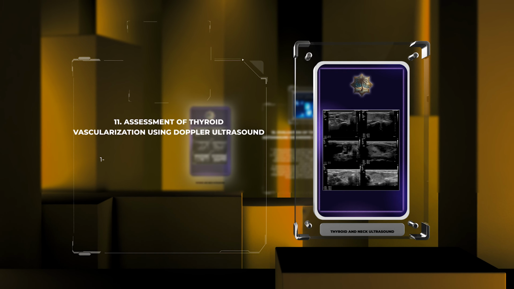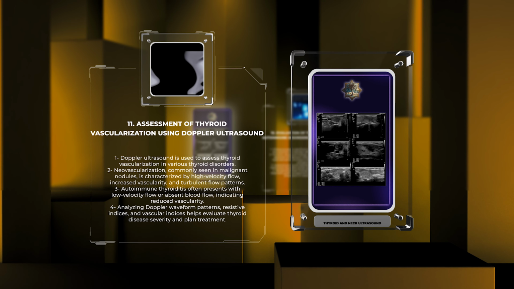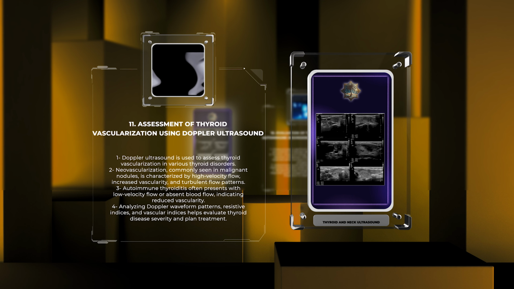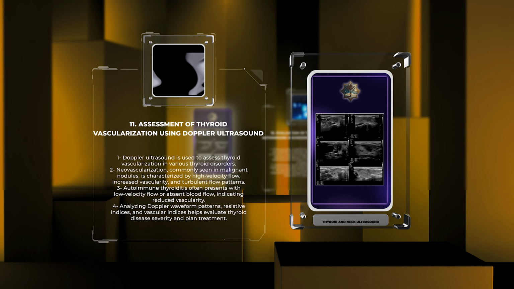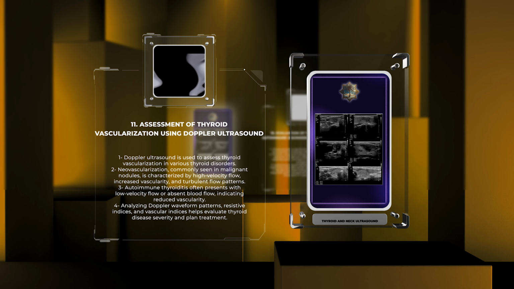Doppler ultrasound enables the assessment of thyroid vascularization, offering valuable information in various thyroid disorders. High velocity flow, increased vascularity, and turbulent flow patterns are suggestive of neovascularization, commonly seen in malignant nodules. On the other hand, autoimmune thyroiditis often presents with low velocity flow or absent blood flow within the inflamed thyroid, indicating reduced vascularity. Analyzing the Doppler waveform patterns, resistive indices, and calculating vascular indices helps evaluate thyroid disease severity and aids in treatment planning.